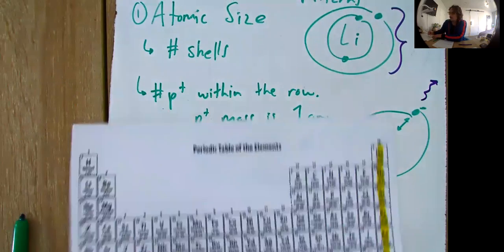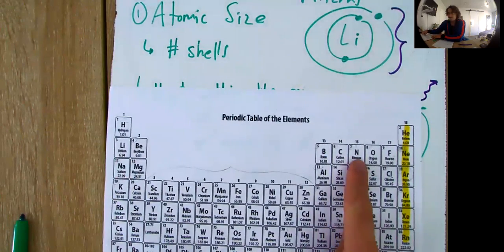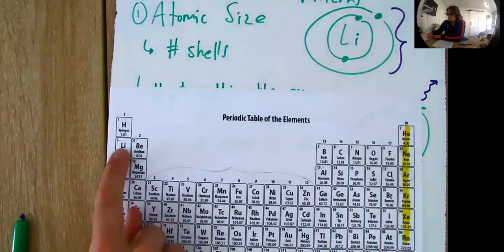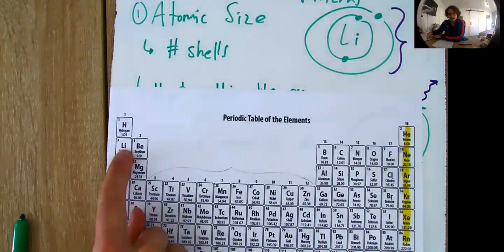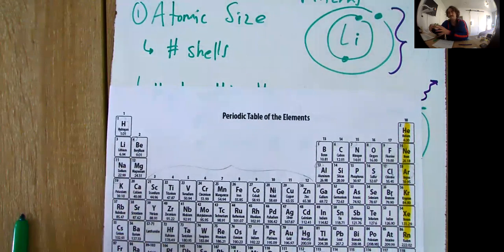So if we're looking at lithium here and nitrogen over here, we know that lithium is larger because it has fewer protons, meaning that the electrons in the electron cloud could escape that electromagnetic pull of the protons farther than the nitrogen's electrons could.